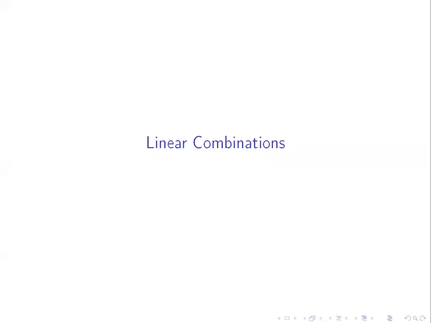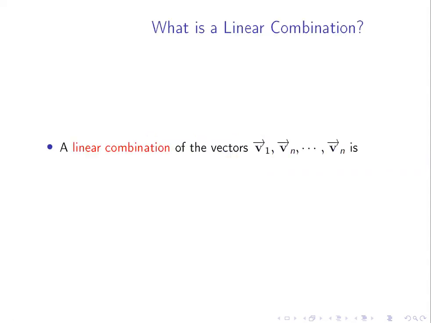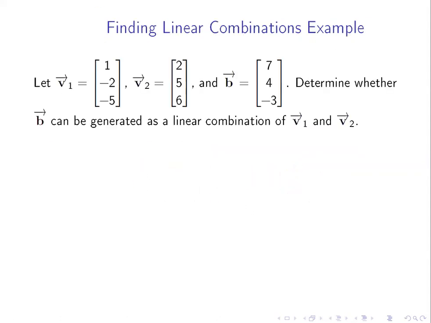Welcome back. So we're going to continue talking about linear combinations. A linear combination of vectors v1 through vn: I have n vectors, and what I'm going to do is scale each one, c1, c2. All these c's are scalars, they're constant values. Any combination of these with any scalars is called a linear combination.